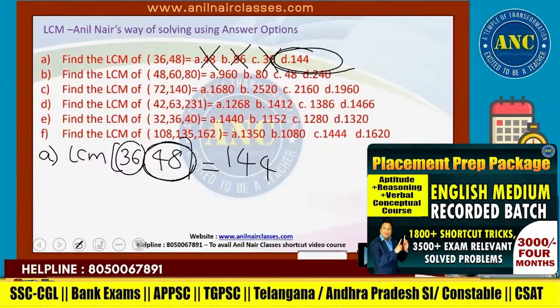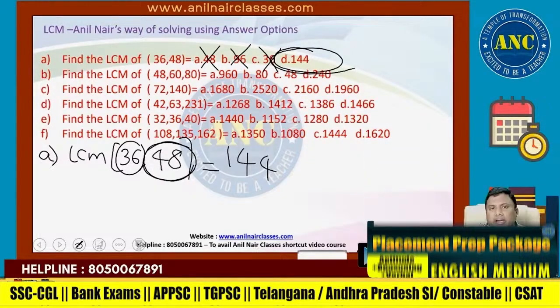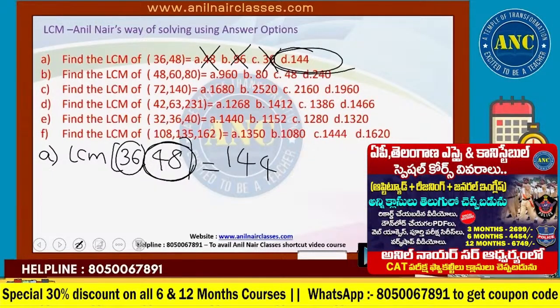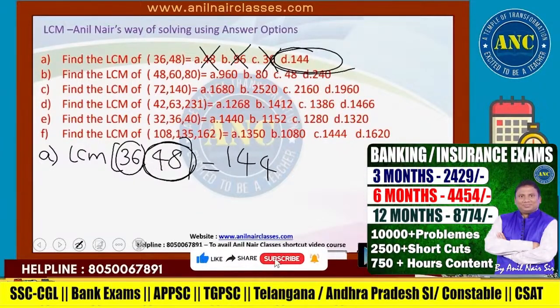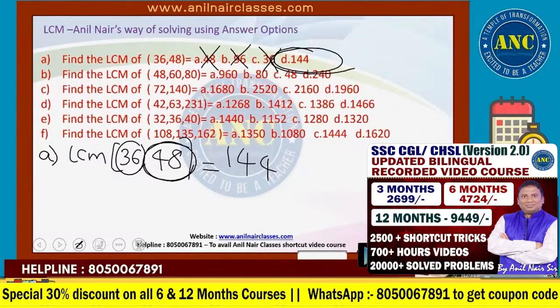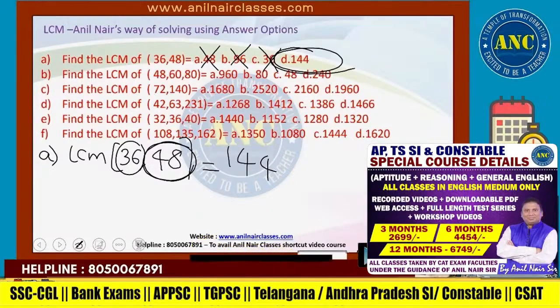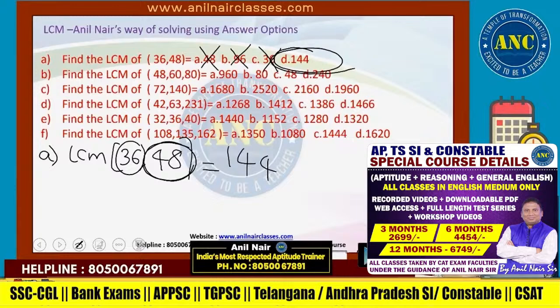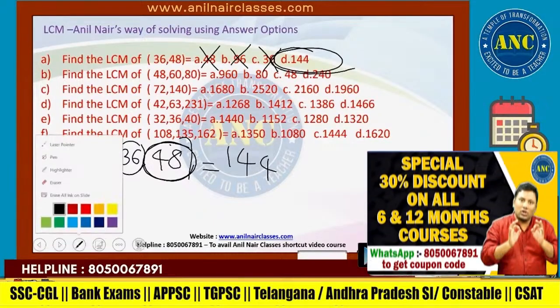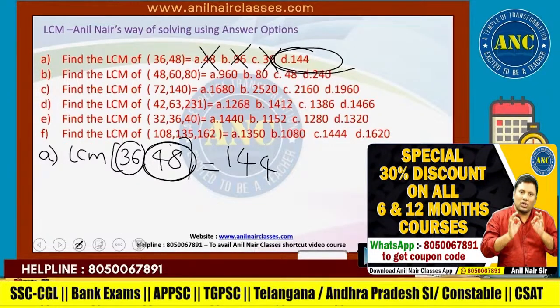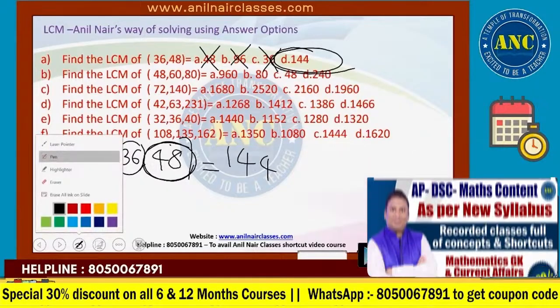Now listen carefully, a different way of looking at LCM. 36's digital sum is 9. The answer's digital sum should also be 9. First option's digital sum is not 9. Second option's digital sum is not 9. Third option and fourth option have digital sum 9, but the third option is not the right answer. Why? Because LCM is derived from the largest number or its multiples. So the answer is 144. First one over.